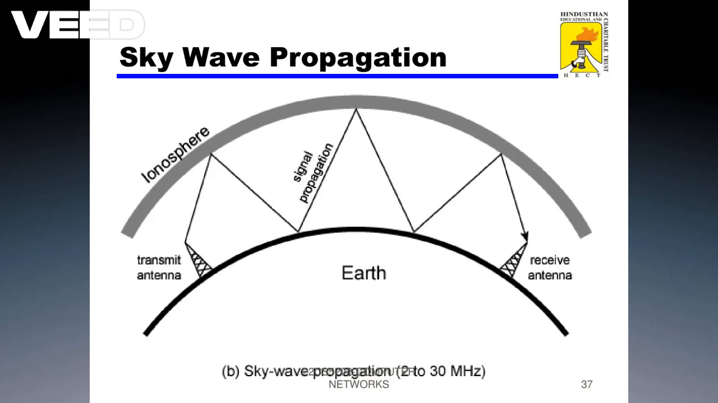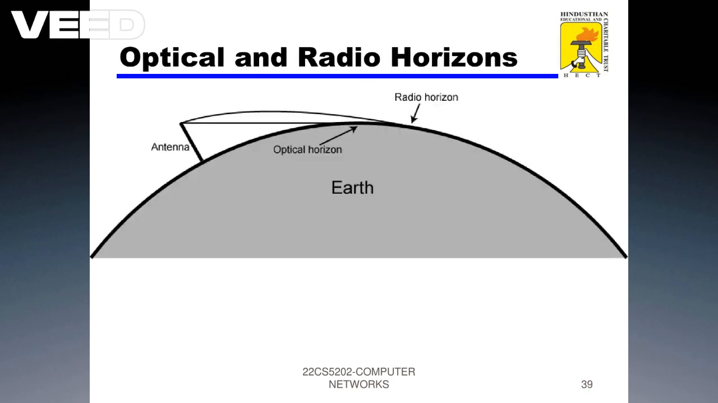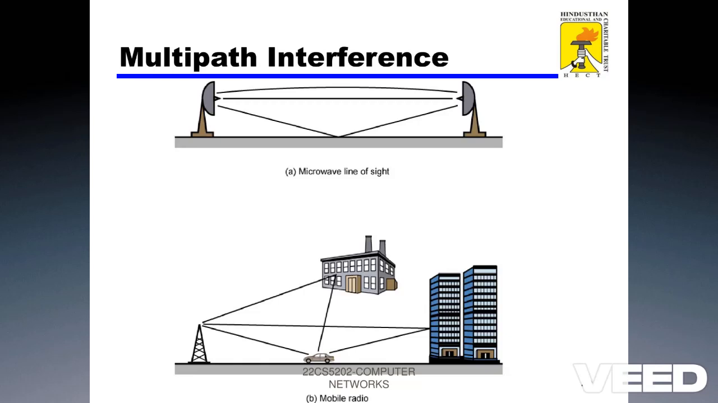Next is the sky wave, with transmitting antennas using the ionosphere. The next is line of sight propagation, as in satellite data transmission. Next are optical and radio horizons, which are also earth based. Next is multipath interference, which means there will be a lot of disturbances. Using microwaves, we transmit the multipath data.